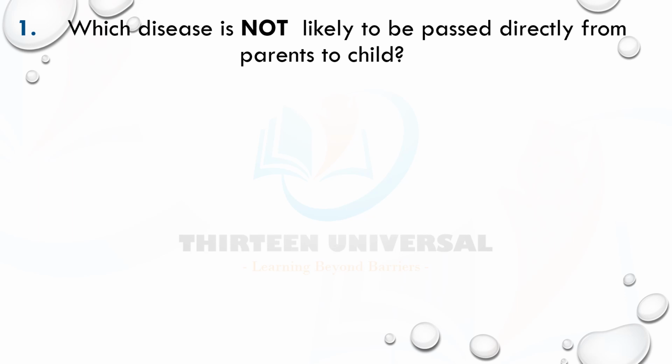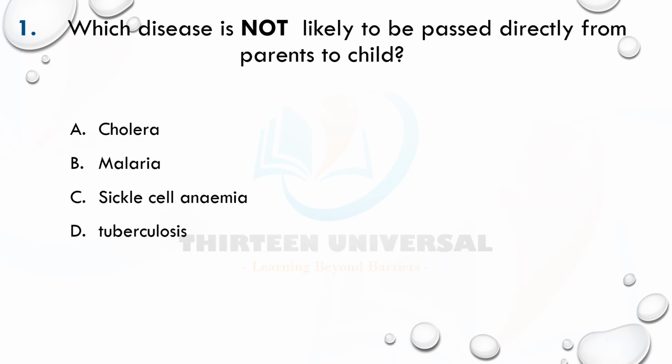Which disease is not likely to be passed directly from parent to child? Cholera, malaria, sickle cell anemia, and tuberculosis. Now, the emphasis here is not likely to be passed directly from parent to child.